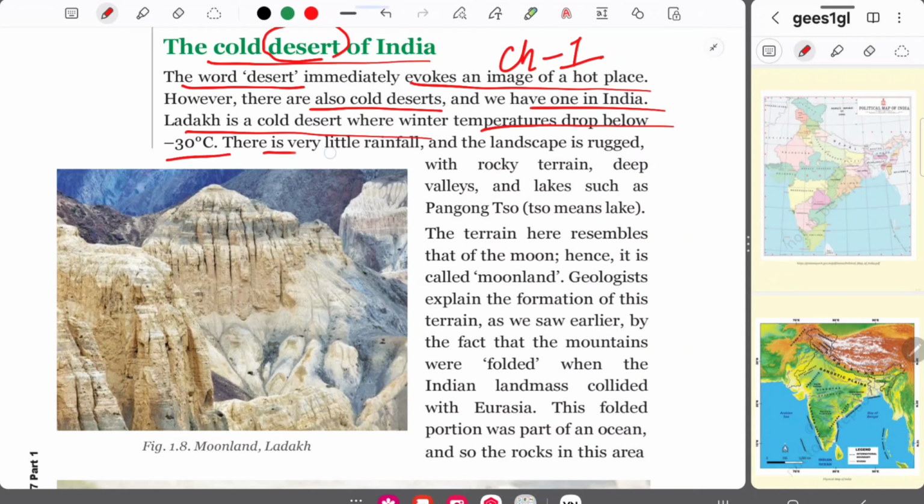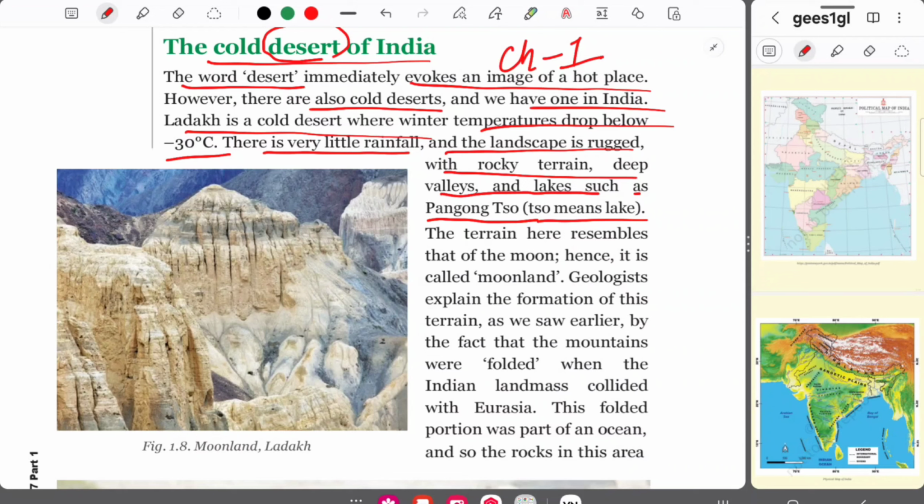There is very little rainfall, and the landscape is rugged with rocky terrain, deep valleys and lakes such as Pangong Tso. Tso means lake. I don't know whether I'm pronouncing this correctly or not, so if I'm wrong, kindly forgive me. So here we have the cold desert, Ladakh, and the temperature is very cold here. It used to drop to below -30 degrees Celsius during winter time.